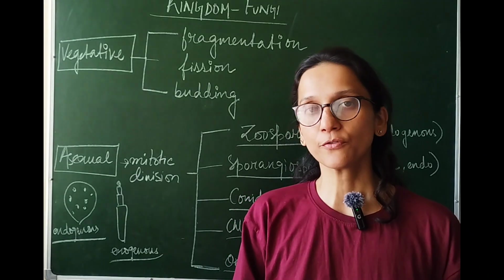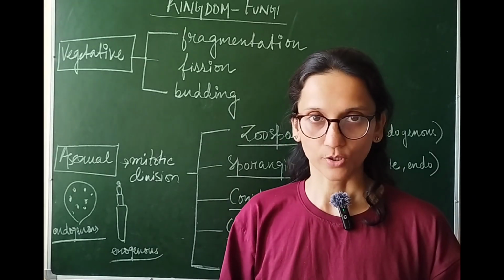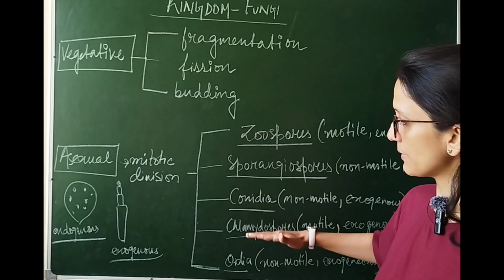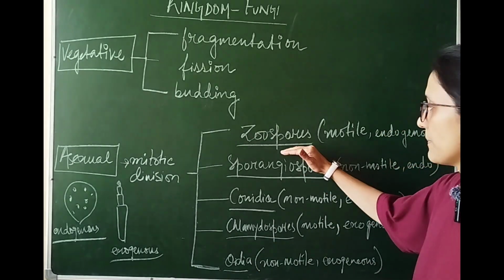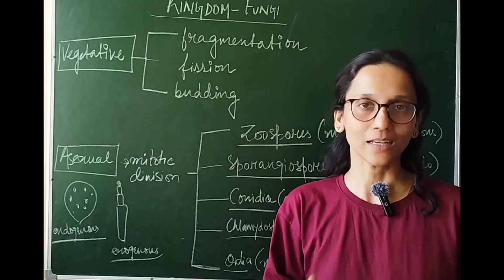That means the number of chromosomes will remain the same in the spore as well as in the parental body. बहुत सारे different kinds of spore ये produce करते हैं. We are going to study about 5 types here. सबसे पहला type zoospores. The name zoo only tells you that they are animal-like spores.